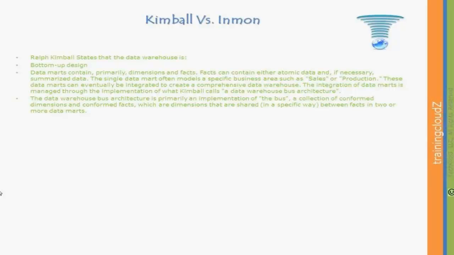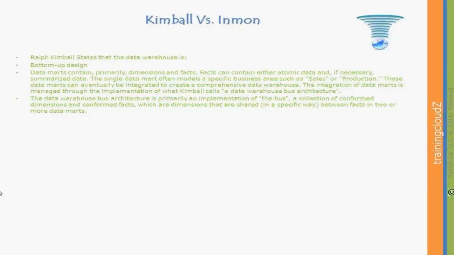The data warehouse bus architecture is primarily an implementation of the bus, a collection of conformed dimensions and conformed facts, which are dimensions that are shared between facts in 2 or more data marts. A conformed dimension is nothing but a dimension that is common between two fact tables. Take sales and production, what is common between them? A product is common between a sales data mart and a production data mart, because the production data mart is talking about producing a product, the sales data mart is talking about selling the same product. If you don't produce something, you can't sell something.